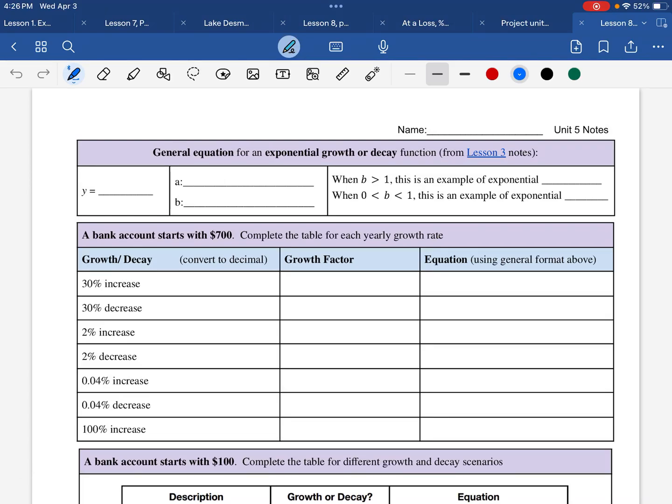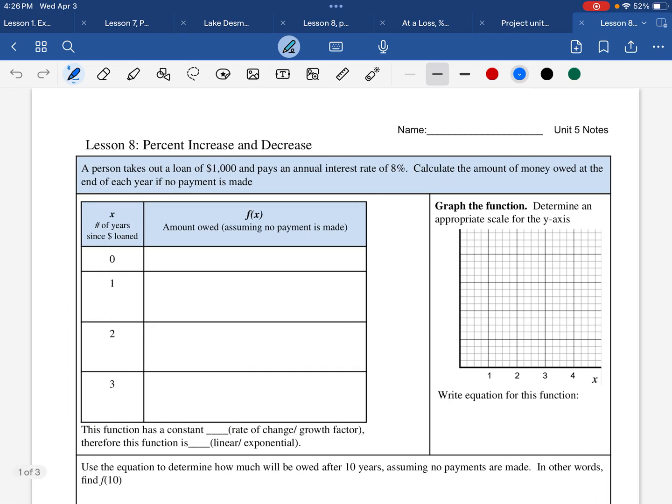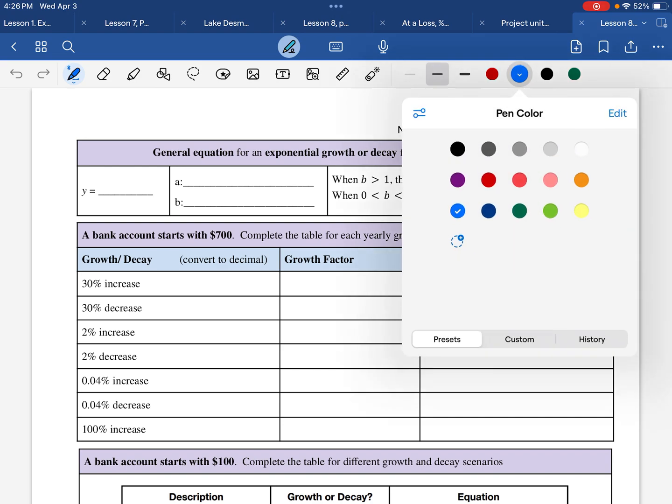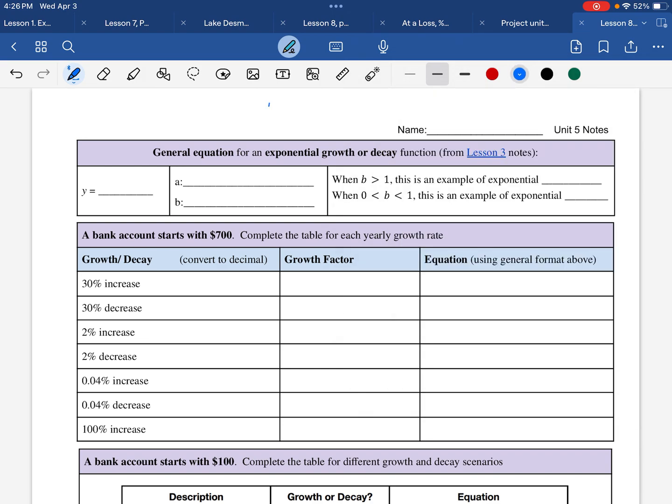All right, so here's part B of lesson 8. So it's page 2. We did the video for page 1. Here's page 2. So at the top here, you're going to write the equation for exponential growth or decay. So pause the video and see if you remember.